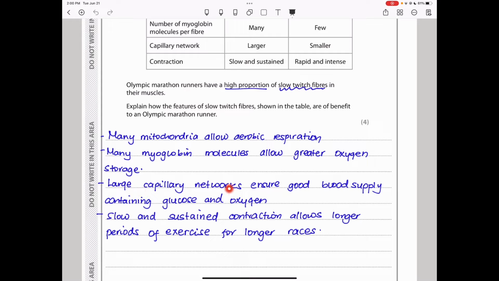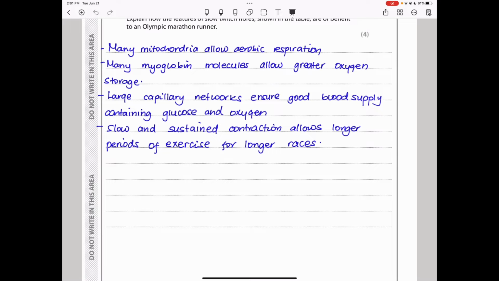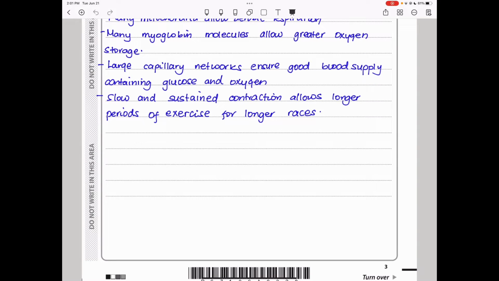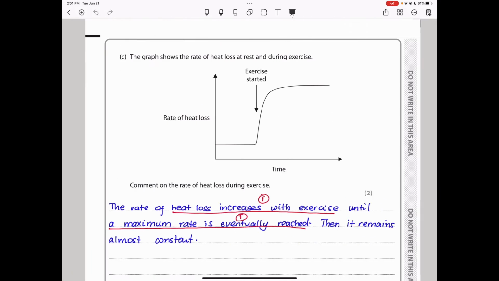And then the large capillary network ensures good blood supply containing glucose and oxygen, again for aerobic respiration. And then slow and sustained contractions allow longer periods of exercise for longer races. And again, remember, these are marathon runners. Marathon runners run longer races, so they need that sustained drive in order to continue onto their races until the race is done, basically. I will continue to the next part.